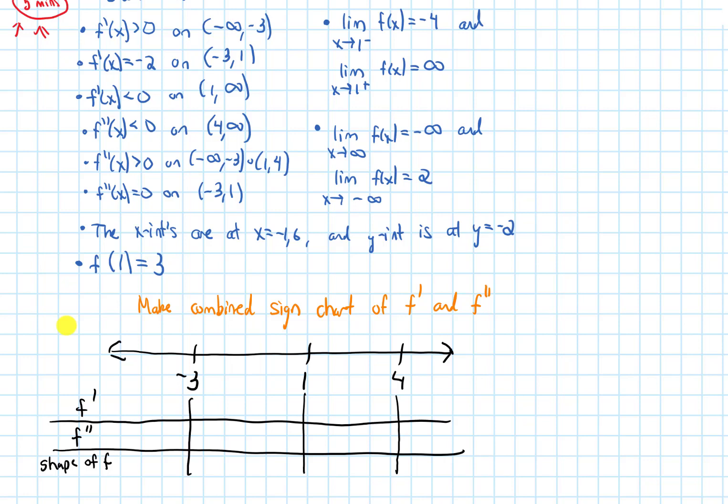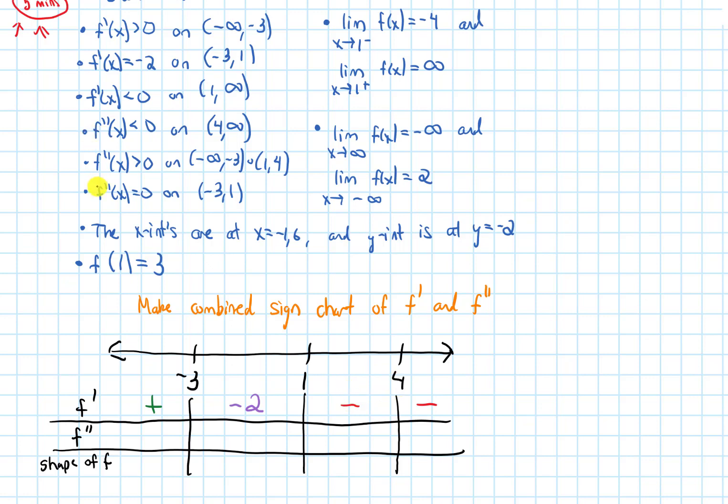If I look at my first derivative, this first bullet point tells me it's positive on the interval from -infinity to -3. It equals -2, so it's a specific number, on the interval from -3 to 1. Okay, so let's write that. It's -2 there. And the derivative is negative on the interval from 1 to infinity. So in this region and this region, my first derivative is negative.